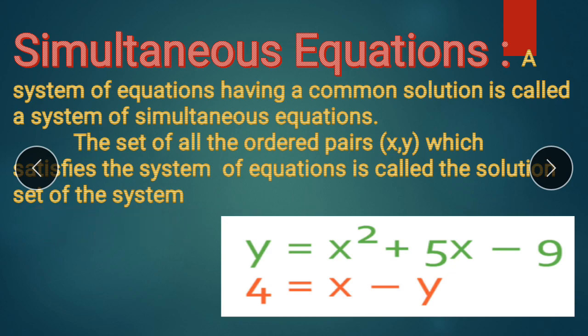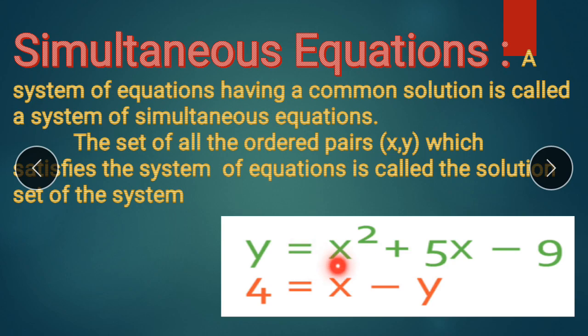of the system. As you can see here, two equations, y is equal to x squared plus 5x minus 9 and x minus y equals 4. In both equations, we can see two unknown values x and y. So when we solve these equations for finding the values of x and y, as a result we will have the value of x and the value of y.